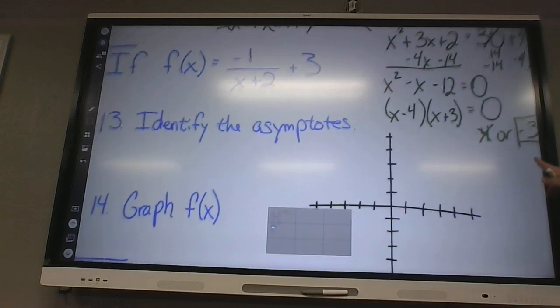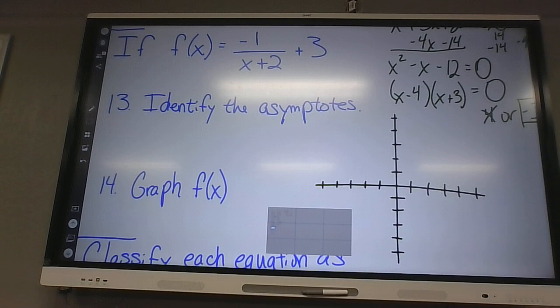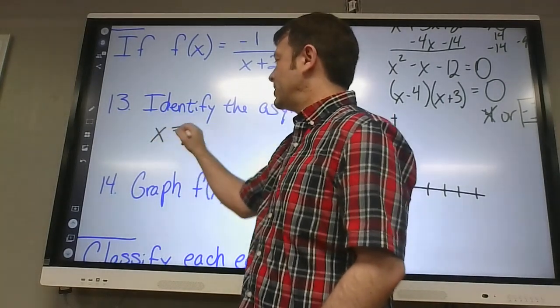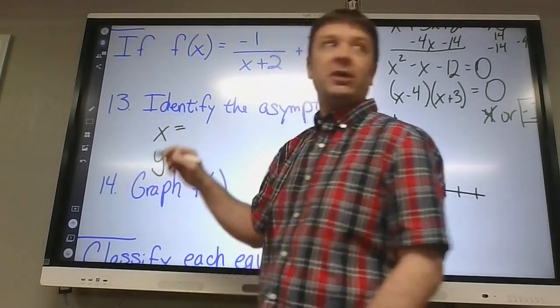Sorry I'm going a bit fast, but we have to make sure we're getting kind of close. Okay, 13. This could be an easy one if you know how to do it. What are the asymptotes? There is a vertical asymptote, which is going to be called x equals, and a horizontal one, which is going to be called y equals.